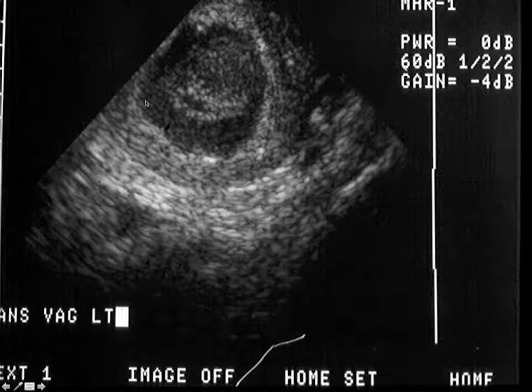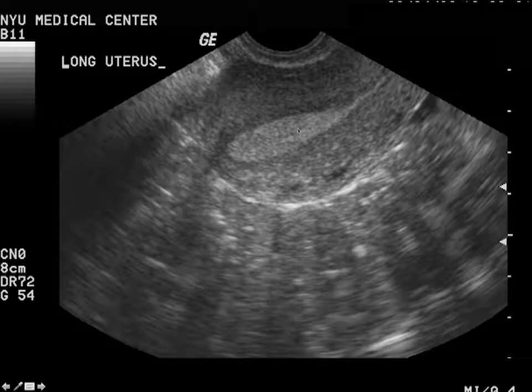This woman, her endometrial cavity is distended with blood, clot, and fibrin. This is not going to be a normal intrauterine gestation in 48 hours. This may well be a normal intrauterine gestation in 48 hours.